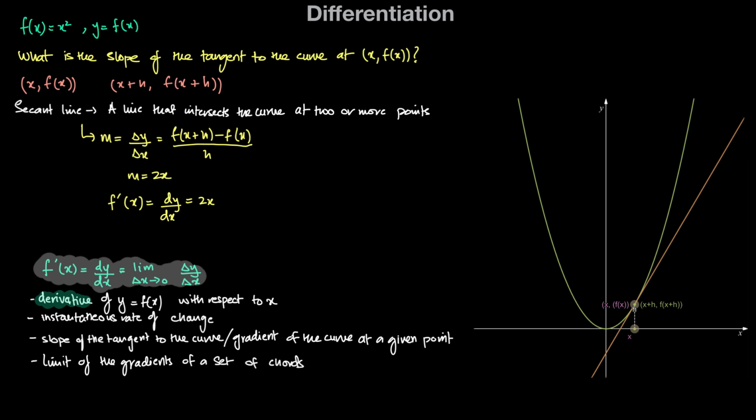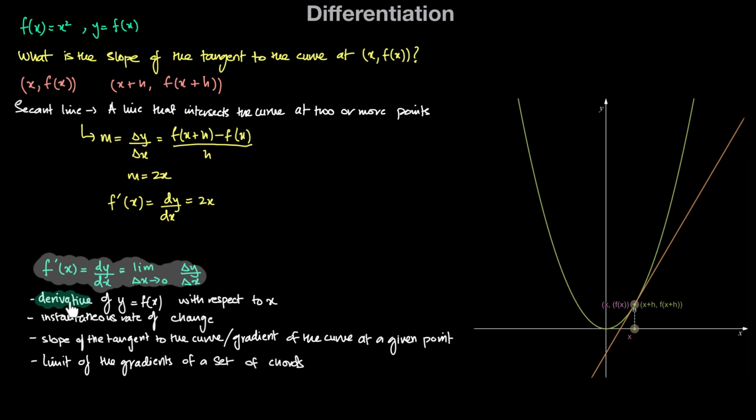And when we say instantaneous rate of change, it simply means the rate of change at a given instant or a given point. So when we ask what is the rate of change of f of x with respect to x at a given point x comma f of x, we're simply talking about, again, the gradient of the curve or the slope of the tangent at that given point.